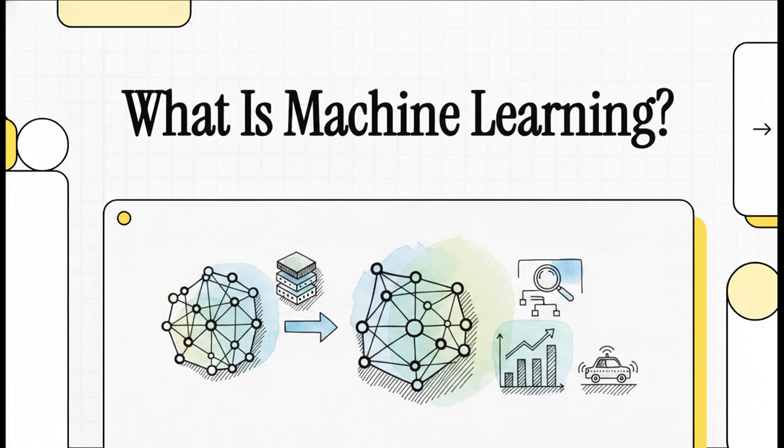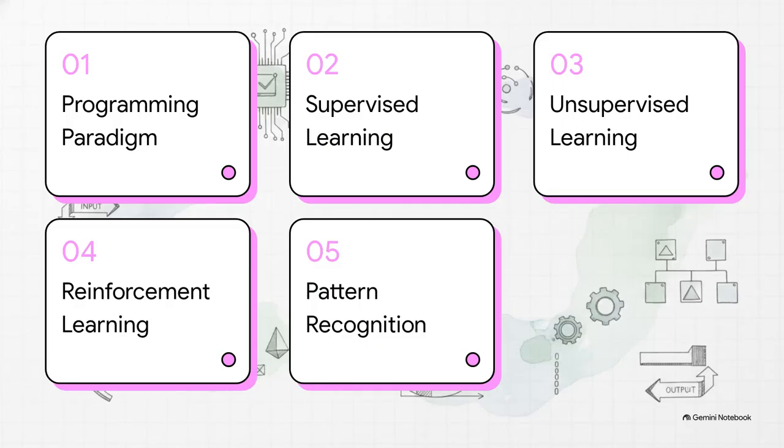Let's get into it. So, here's our agenda for today. We've got 1. The programming paradigm shift. 2. Supervised learning demystified. 3. Unsupervised learning unlocked. 4. Reinforcement learning explained. And 5. Automating pattern recognition.